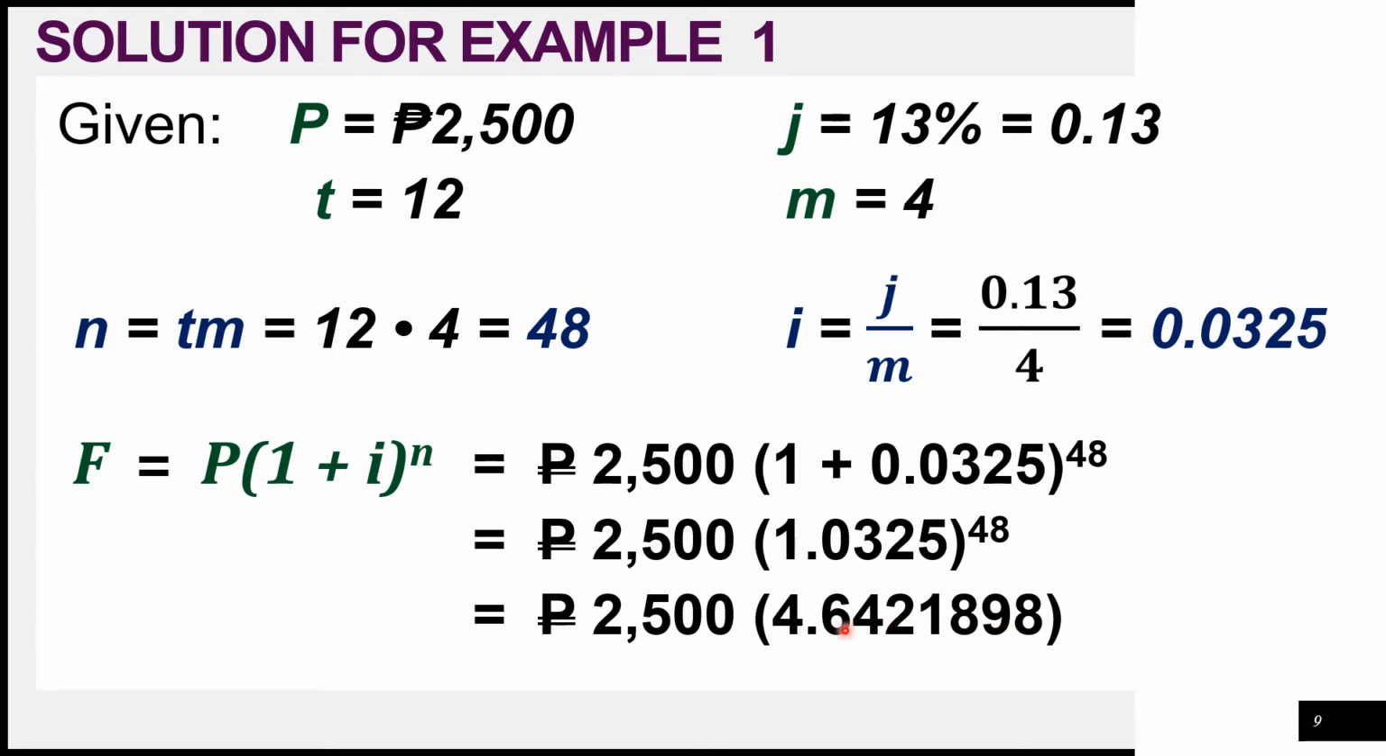But for us to be able to have a higher chance of getting the exact answer, I had it on 7 decimal places. Now, the next thing to do so that we can derive the final answer, we just multiply 2,500 pesos by 4.6421898. You can actually use your calculator. Then we get 11,605 pesos and 50 cents.